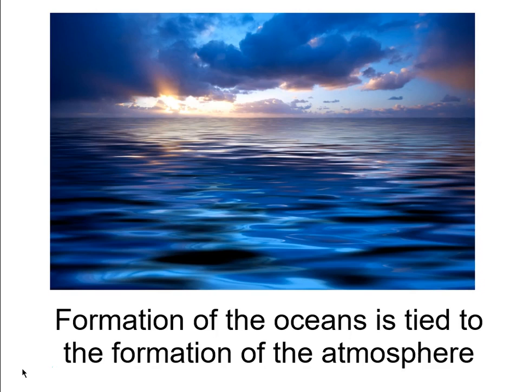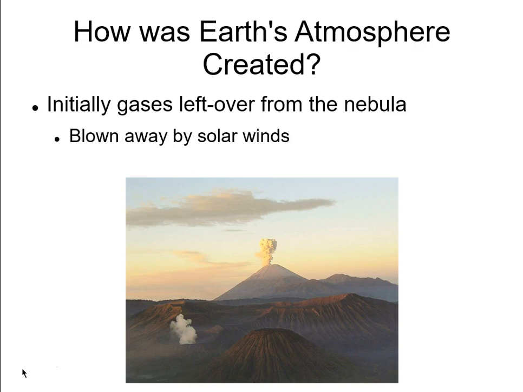All right, so we're talking about this because it is very much related to the formation of our oceans. The formation of our ocean is very much tied to this layering that we were just talking about, and the layering is how we ended up with our atmosphere. Okay, so Earth's early atmosphere was initially made up of the gases that were left over from the nebula, right? So once the solar winds came through, it blew everything away. So it blew all of that extra dust away, as well as the gases that were in our atmosphere.